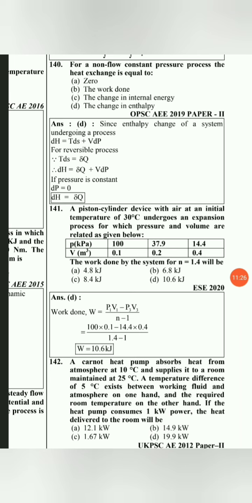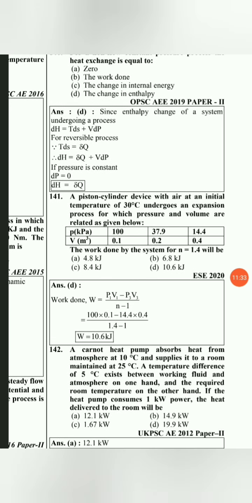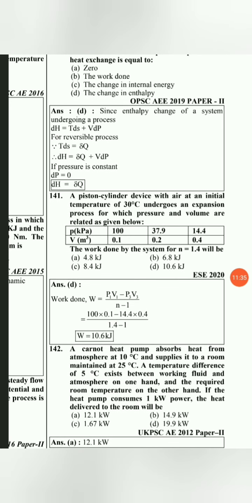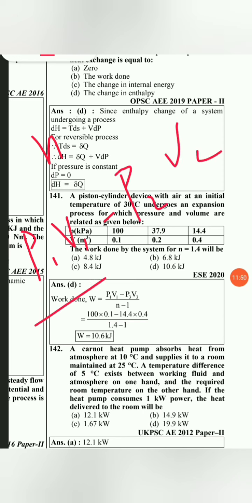The next question: a piston cylinder device with air at an initial temperature of 30 degrees Celsius undergoes an expansion process for which pressure and volume are related as given below. The work done by the system with n equal to 1.4 will be? Here n is the polytropic index, and for a polytropic process work done is P1 V1 minus P2 V2 upon n minus 1. But here three states are given: at state 1 the pressure is 100, at state 2 it is 37.9, and at state 3 it is 14.4.